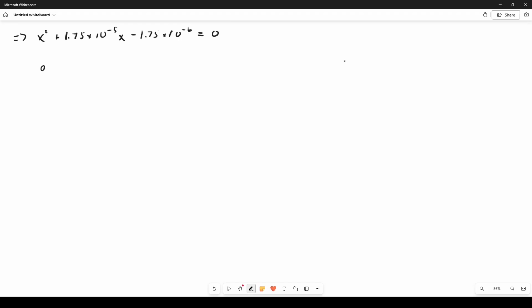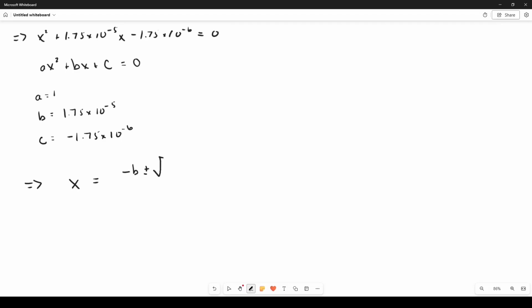If we examine our expression closely, we see that it has the form ax squared plus bx plus c is equal to 0, which is a normal second-order polynomial where a is 1, b is 1.75 times 10 to the minus 5, and c is negative 1.75 times 10 to the minus 6. We can then solve for x using our quadratic formula, where x is equal to negative b plus or minus the square root of b squared minus 4ac all over 2 times a.